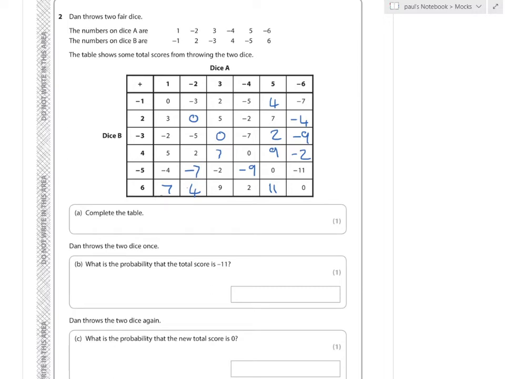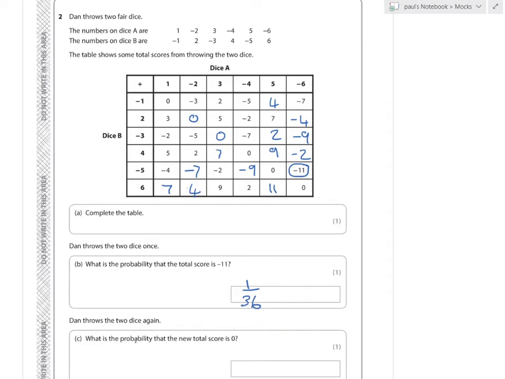1 in 36. So we must have one somewhere. Maybe I missed it. Oh, there it is. So it's 1 out of 1, 2, 3, 4, 5, 6, 1, 2, 3, 4, 5, 6. 36.